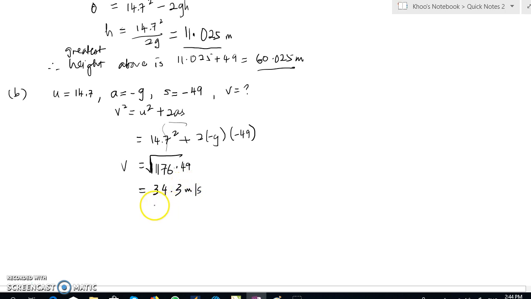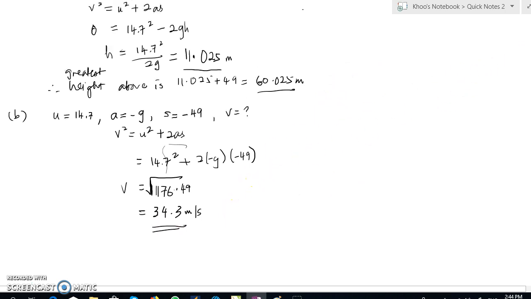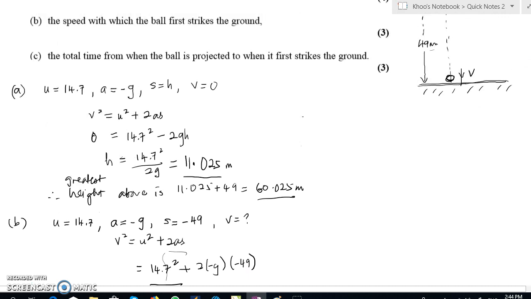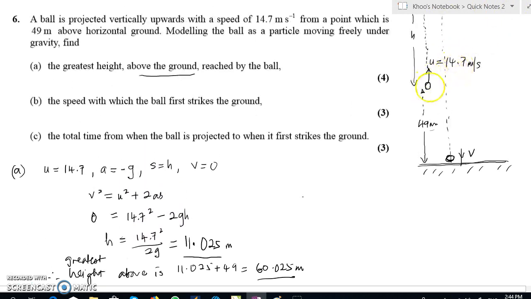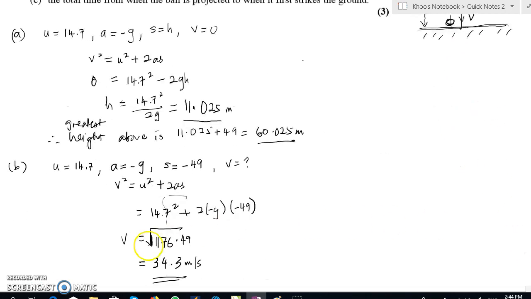meter per second. Now when you get the answer, the next thing you will always want to do is to look at the answer and see whether it makes sense to you or not. Now you'll notice it's projected at 14.7. So obviously, when it passes the same point of projection over here, its speed will also be 14.7. So we expect the answer for V will be much bigger than 14.7. So since we get a value of 34.3, which is bigger than 14.7, we know that we're on the right track, more or less, unless you have a calculation error.